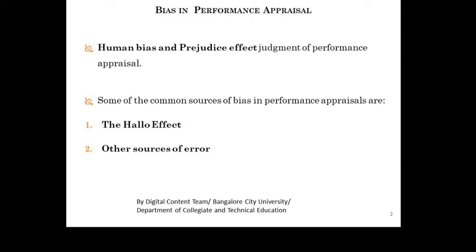So these are some common sources of error that can distort the performance appraisal, including the halo effect and other systematic biases. So here, bias in performance appraisal has two types. The first one is called the halo effect and the second one is other sources of error. So these are the biases occurring in judgment of performance appraisal.